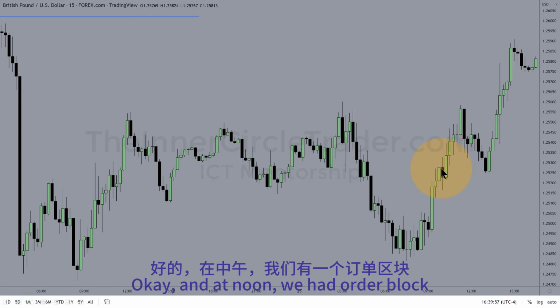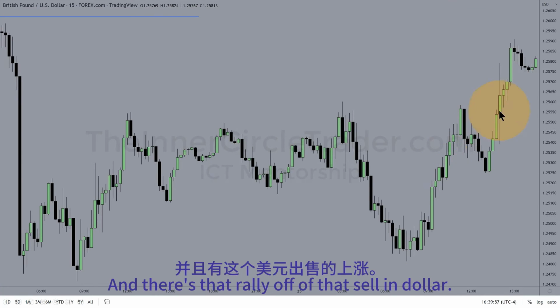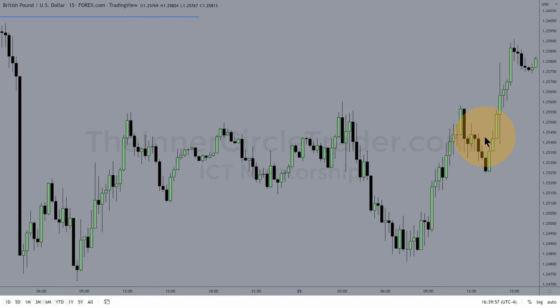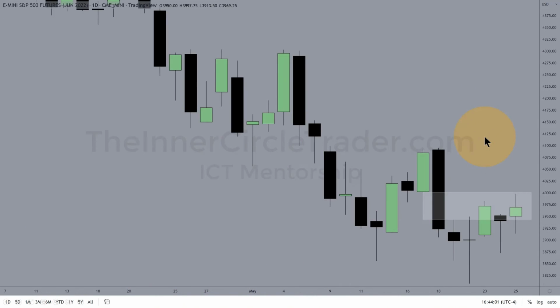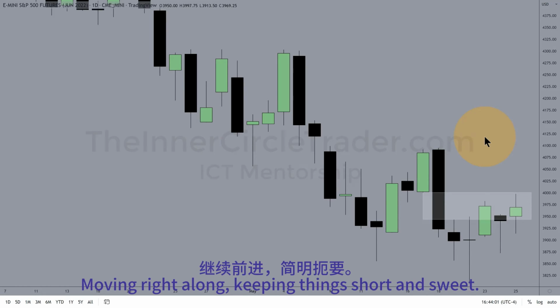Okay, and at noon we had an order block here, and here's that rally off of that sell in dollar. So we'll be looking for that to continue going into next week. Moving right along, keeping things short and sweet.